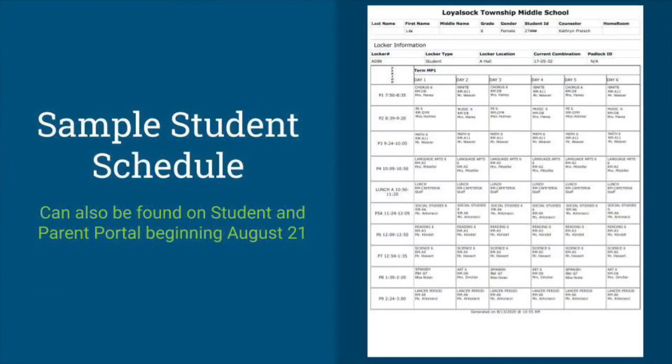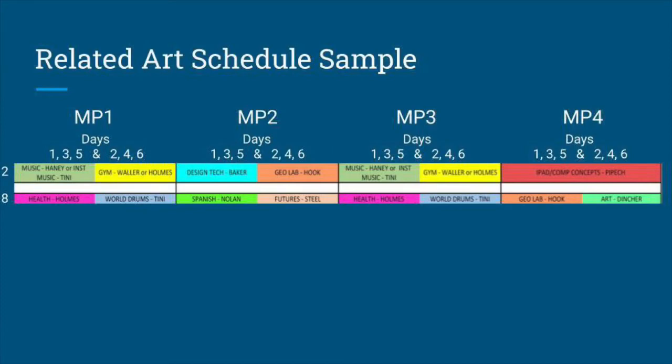New this year, Loyalsock Township School District students and families are required to participate in our contact verification process online. Once you do this, student schedules will be released by 3 p.m. on August 21st. This is an example of this year's 6th graders' related arts schedule.